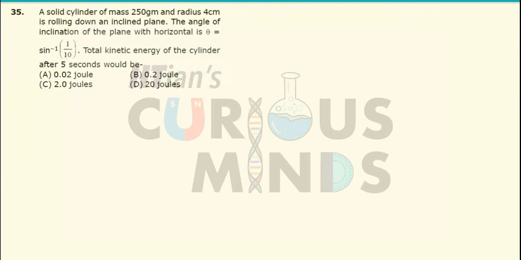A solid cylinder of mass 250 gram and radius 4 centimeter is rolling down an inclined plane. The angle of inclination is theta equal to sin inverse 1 by 10. The total kinetic energy of the system after 5 seconds will be equal to.